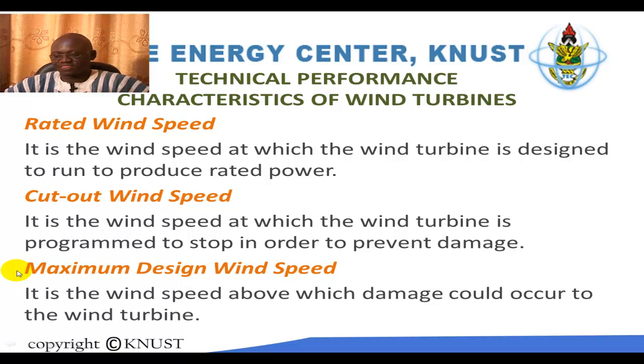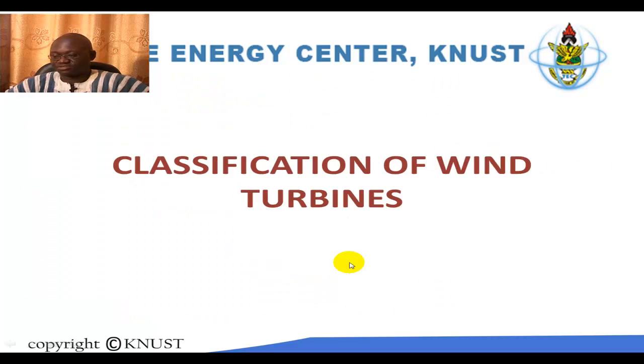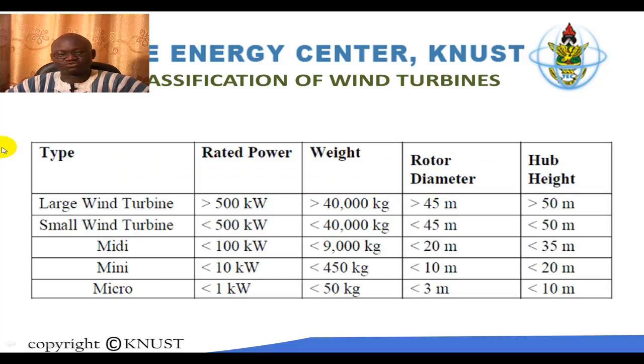Very massive blades, with some blade lengths up to about 20 meters, 40 meters flying up. So it's very important that wind turbines are designed with a very high maximum design wind speed, so they can withstand a much higher wind speed without causing any damage or breaking apart. Now, we move on to classifications of wind turbines.